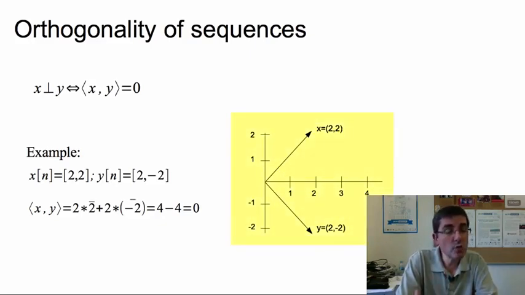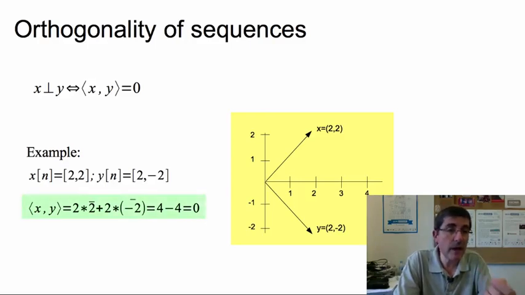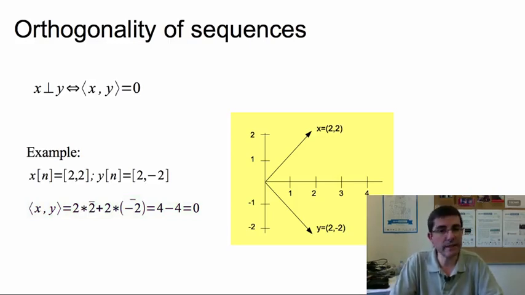So we have two very short sequences. One is composed of the values 2 and 2, and the other is composed of the values 2 and minus 2, which in the two-dimensional space are orthogonal. I mean, we see them one being perpendicular to the other. And we can prove that by doing the dot product of x times y. If we do this operation as shown here, we can prove that it is equal to 0. So the dot product of these two sequences is 0. And this is a basic operation that is performed by the discrete Fourier transform.